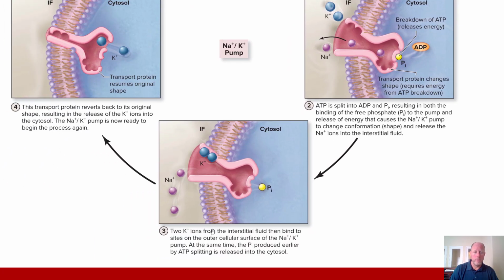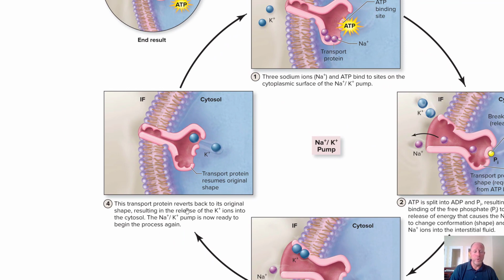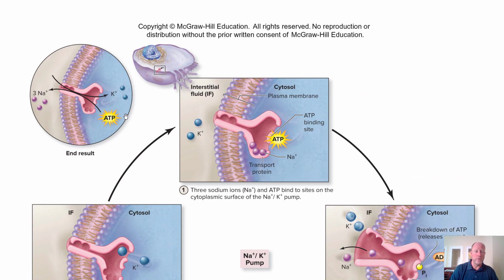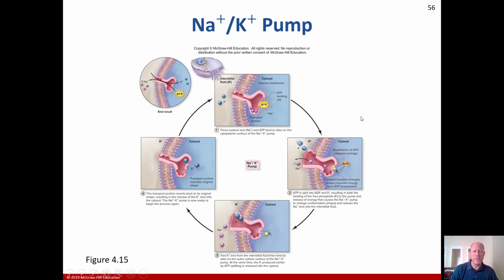And then the two potassium ions from the interstitial fluid, outside the cell now, bind to sites on the outer cellular surface of that sodium-potassium pump. At the same time, that inorganic phosphate that had bound to the pump is now released into the cytosol. The transport protein then reverts back to its original shape, resulting in the release of the potassium ions into the cytosol, and the sodium-potassium pump is now ready to begin the process again and start anew. And of course, then you have binding of ATP inside the cell. That simple little concept is very important to understand going forward.